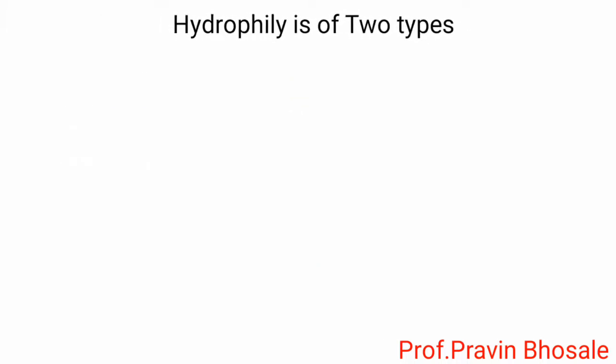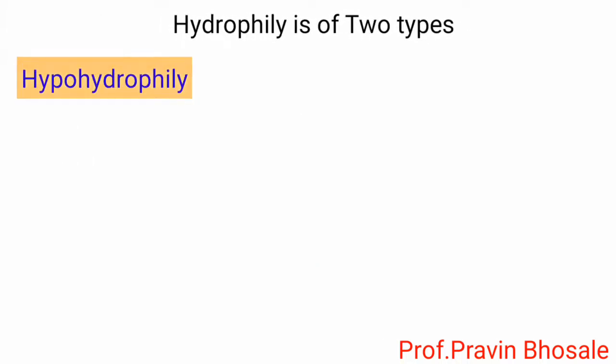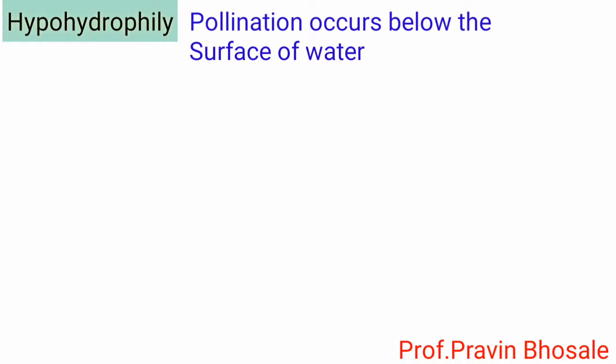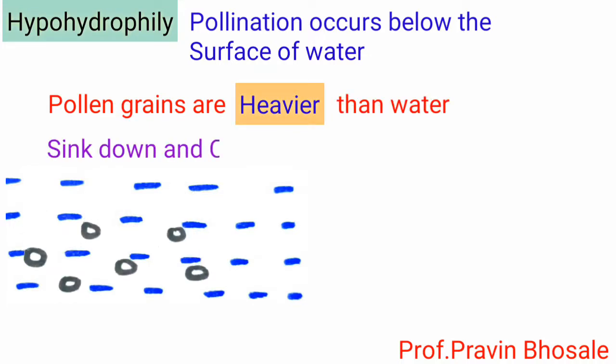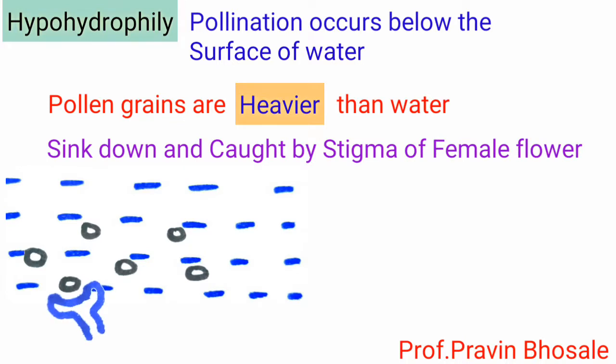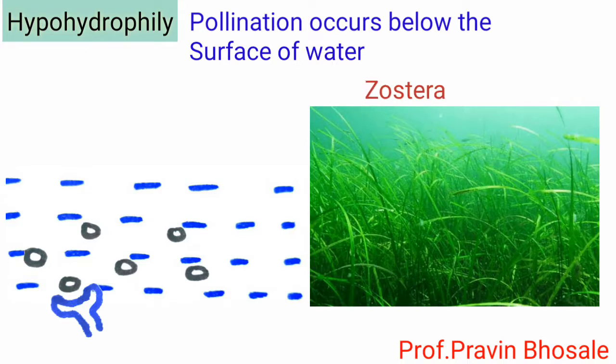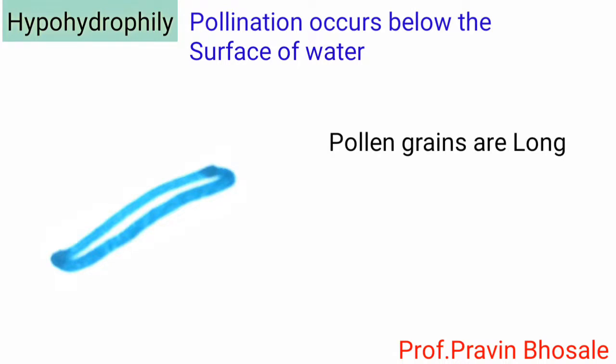Hydrophily is of two types: hypohydrophily and epihydrophily. Hypohydrophily: pollination occurs below the surface of water. Here, the pollen grains are heavier than water, sink down and are caught by the stigma of the female flower. Example: Zostera, seagrass. The pollen grains are long, ribbon-like and without exine.